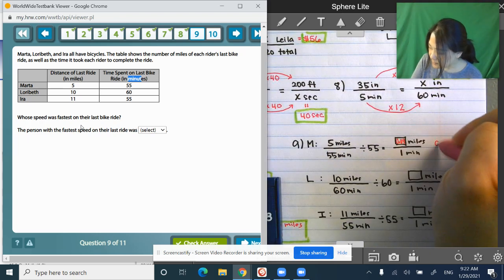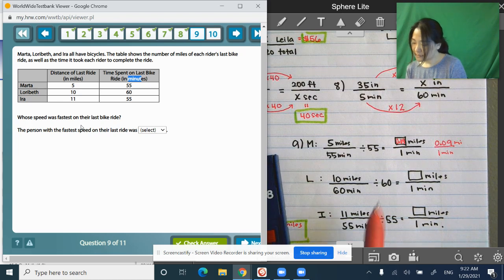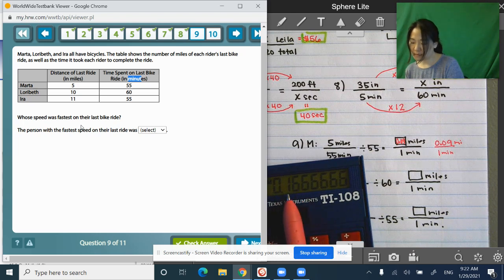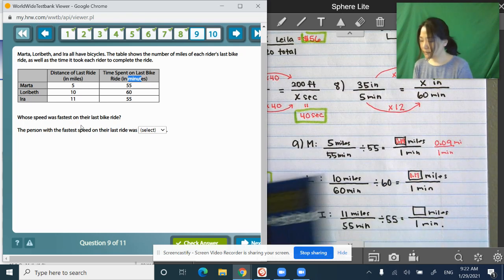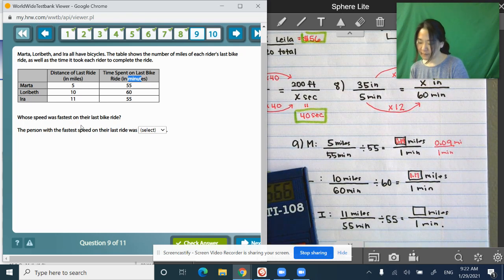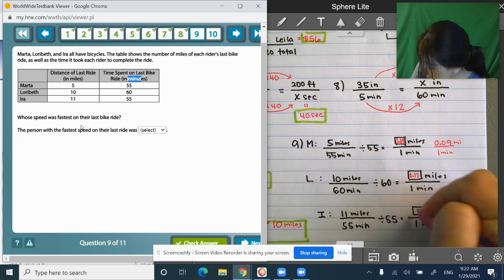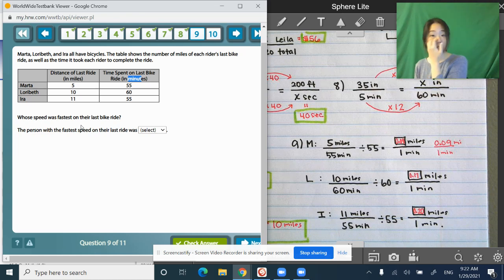Okay, I'm going to write it here, because it's a little hard to read. The other one, 10 divided by 60. Again, rounding to the nearest hundredth, so 0.17. And then the last one, 11 divided by 55, 0.2. To make sure that my numbers have the same number of decimal places, I'm going to put 0.20.